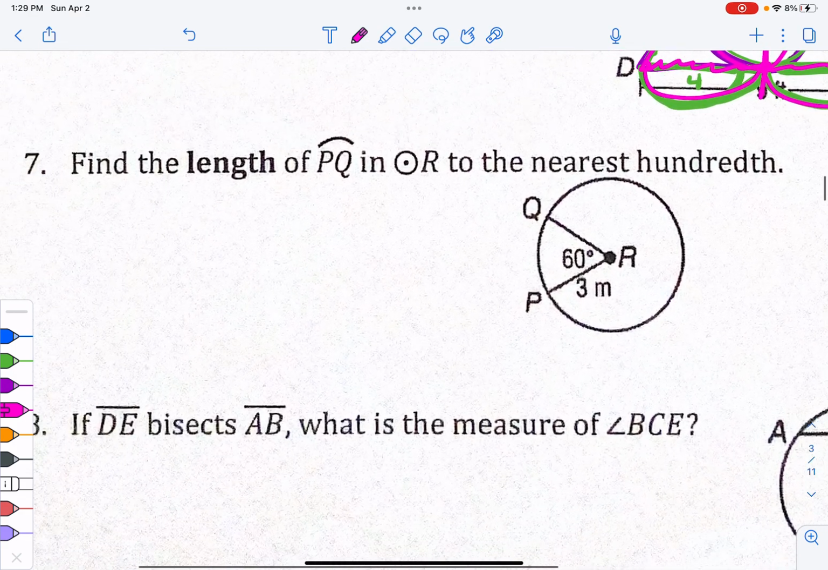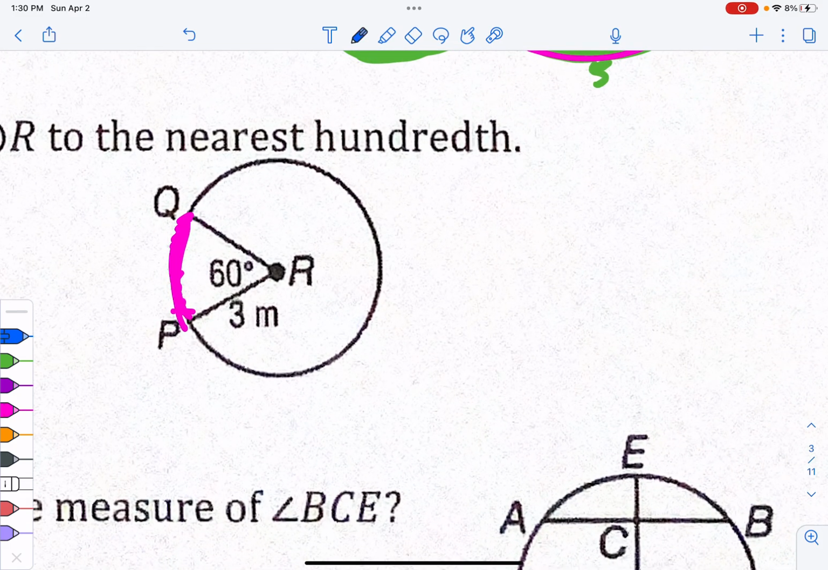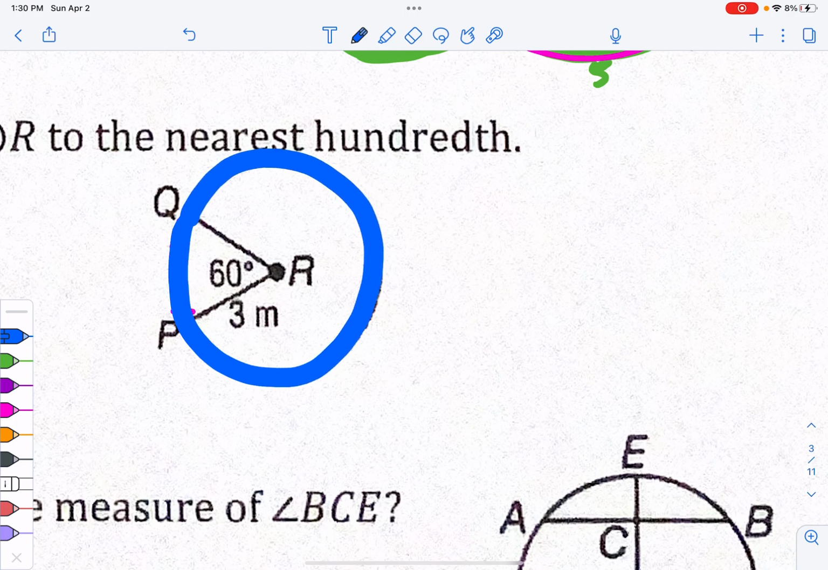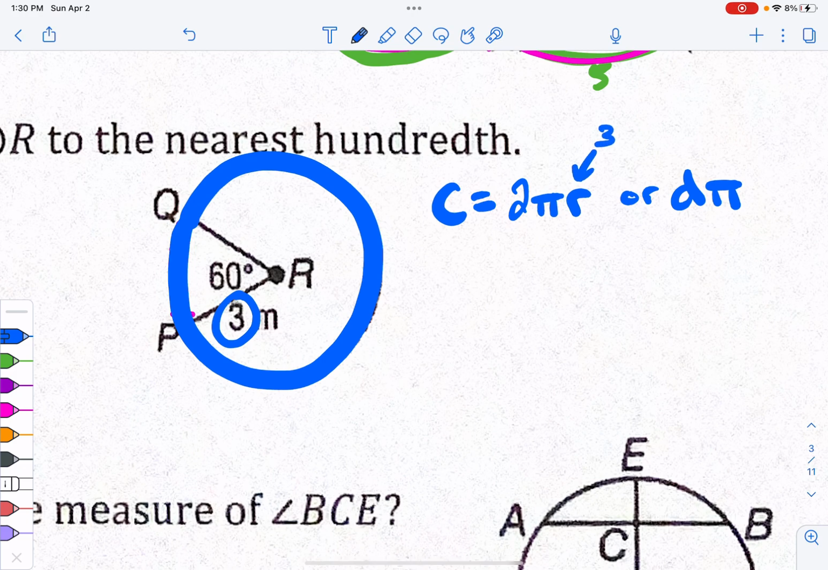Now we get into some harder ones. Instead of saying find the measure of PQ, because PQ is this guy right here, his measure is 60 degrees, they want to know how long it is from P to Q. So what's the length of that little pie crust right there, right? Well, if I were to calculate what the whole distance all the way around is, that's called the circumference, right? And the circumference is 2 times pi times the radius, or the diameter times pi, right? If the radius is 3, then I can plug 3 in here for the radius, and 6 pi would be my circumference.